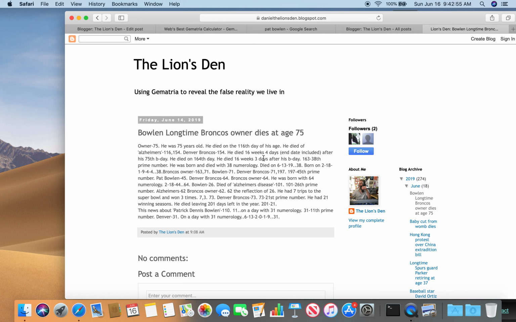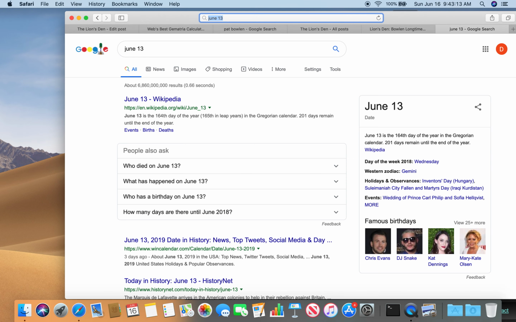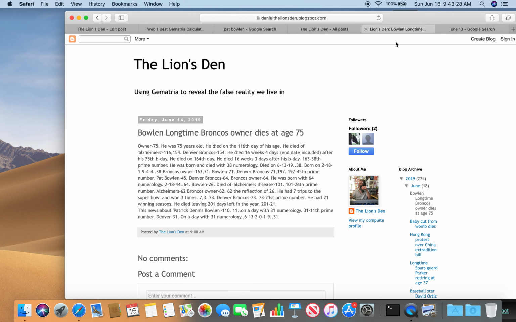He died 16 weeks and 4 days, the end date included, after his 75th birthday. And June 13th happens to be the 164th day. Prove it to you here. It's the 164th day. And he died on the 164th day, 16 weeks, 4 days after his birthday. He died 16 weeks, 3 days after his birthday, if you don't include the date.